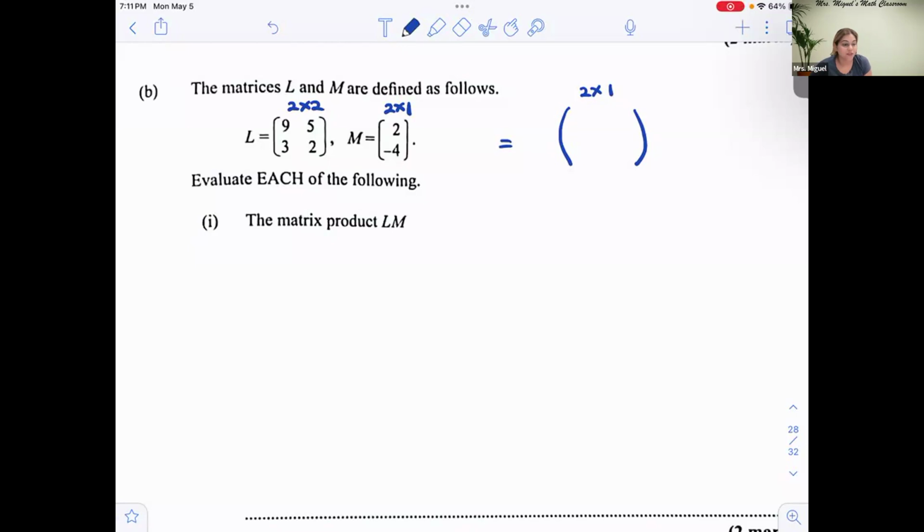All right, so let me see. Remember, row by column, right? So 9 by 2, 18, plus negative 20, and 3 twos are 6 minus 8. So the matrix product here is negative 2, negative 2. And to be honest with you, that wasn't bad for 2 marks.